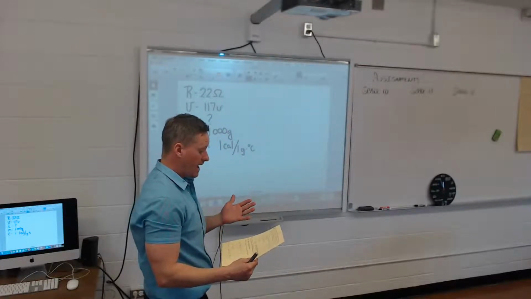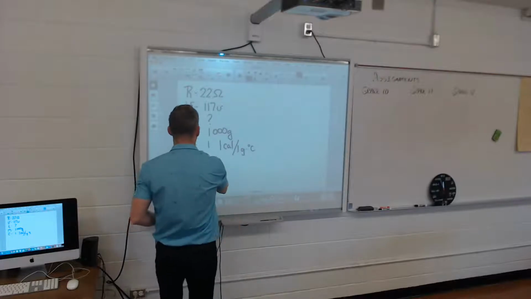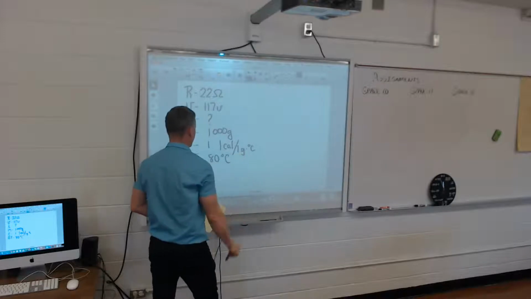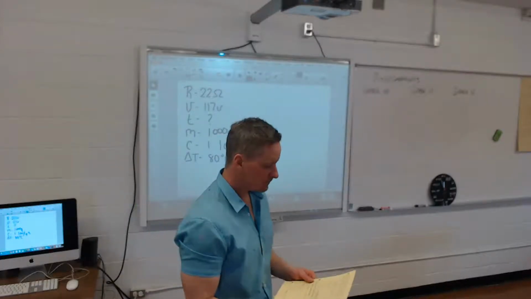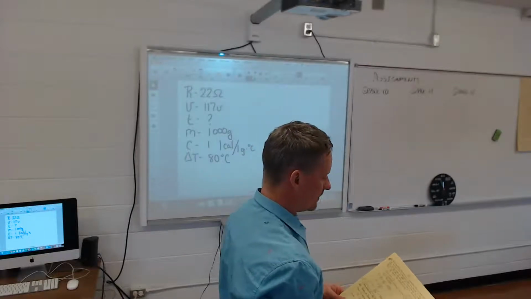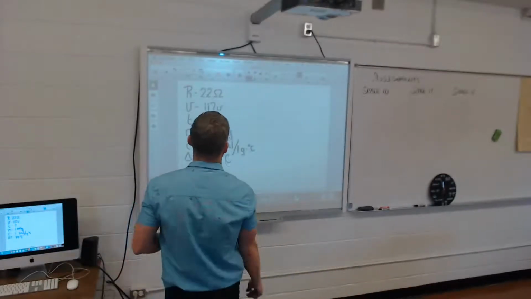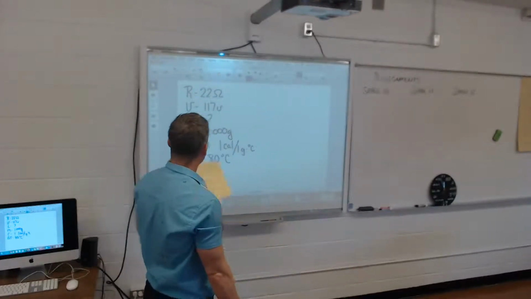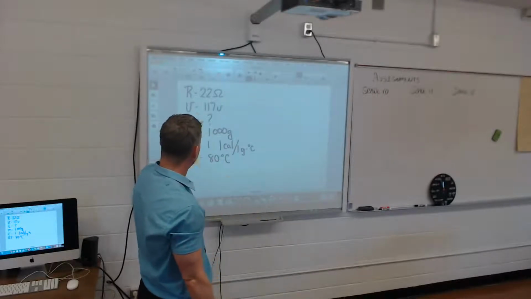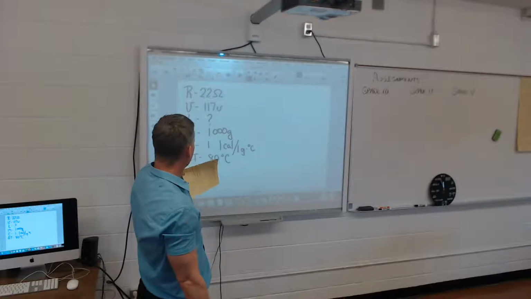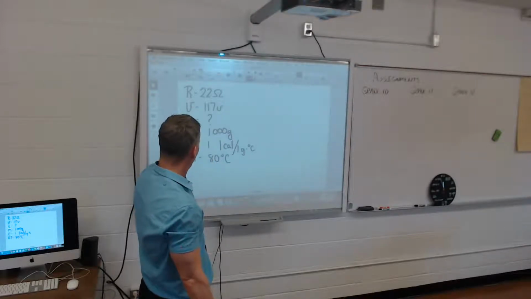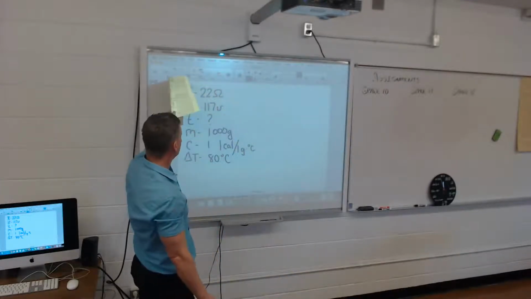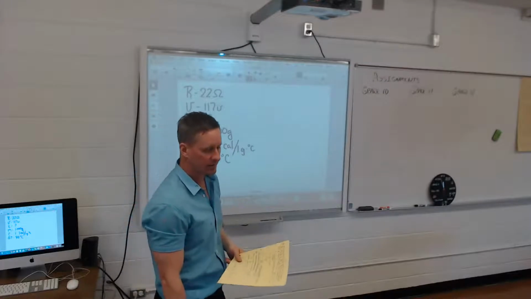Okay, so anyways, raise the temperature from 20 to 100 degrees Celsius, assuming no loss of heat to the surroundings. All right, so I've got a lot of information here. Somehow I need to find out the amount of time it takes to raise 1,000 grams of water 80 degrees Celsius. And my output for my power is 22 ohms and 117 volts.